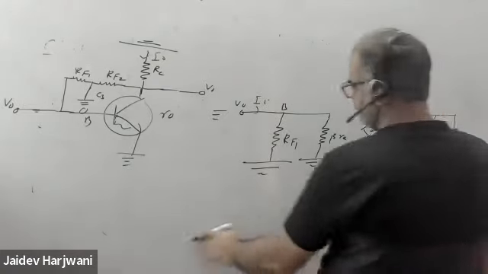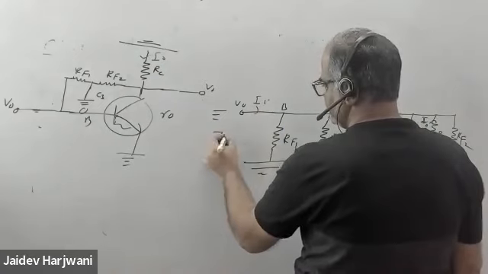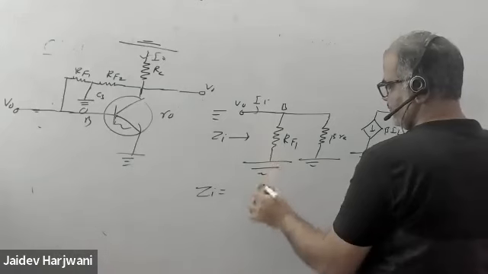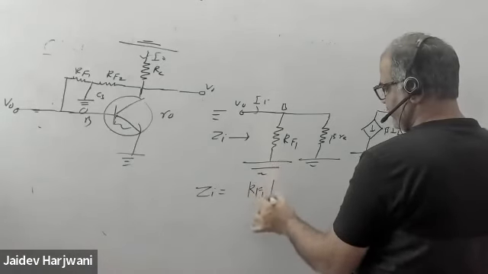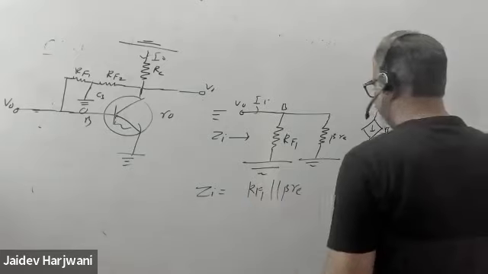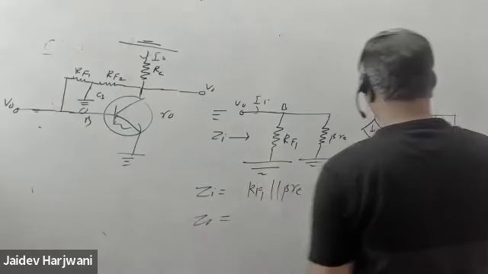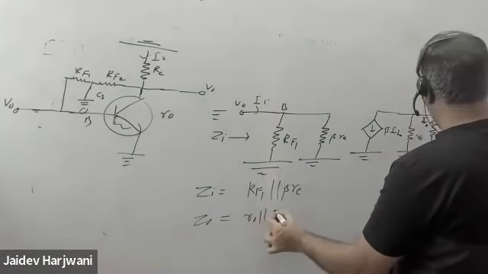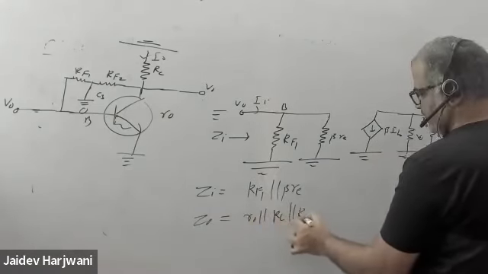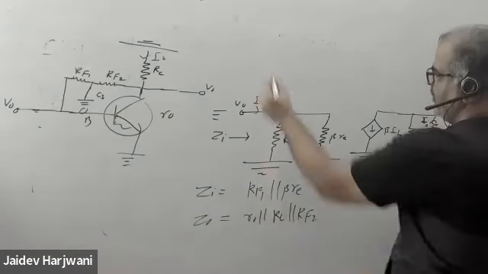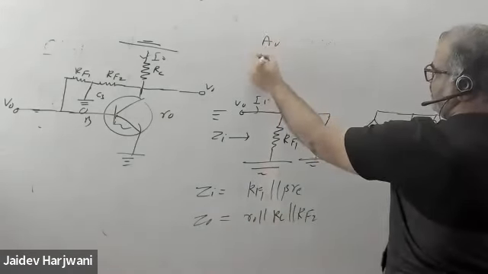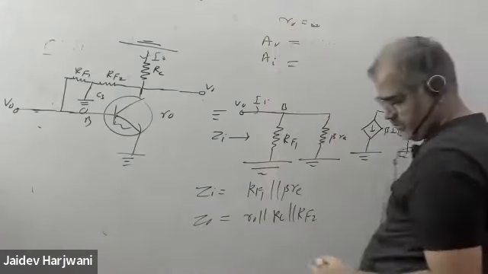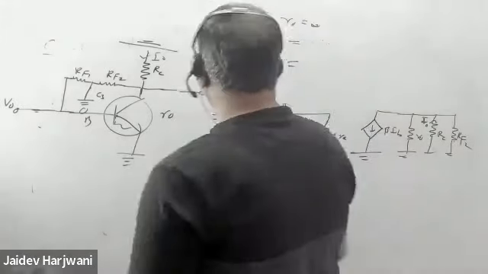So for this particular question, your Z input will be simply the combination of RF1 parallel to beta Re, and the Z0 will be the combination of R0 parallel RC parallel RF2, okay. Now you need to calculate voltage gain, current gain, taking R0 as infinite. This is your homework.